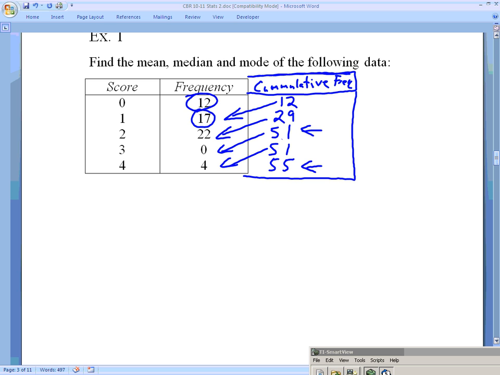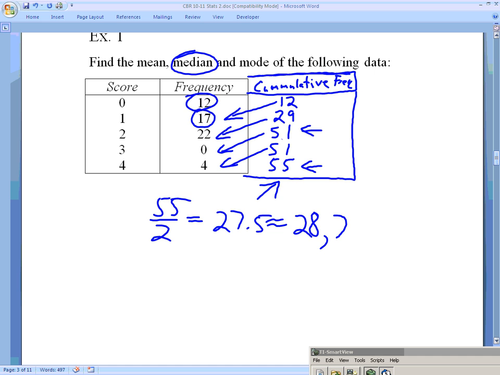This can also be helpful when I'm looking for my median. Last slide, I said that we could find the middle numbers very easily by dividing by 2. Well, we had 55 total numbers. I got that right here from my last value of my cumulative frequency. I divide by 2. I'm left with 27.5, which rounds up to 28. I just want that one because it's an odd number of terms. There were 55 of them, so there will be one right in the middle. So I'm looking for the 28th term.